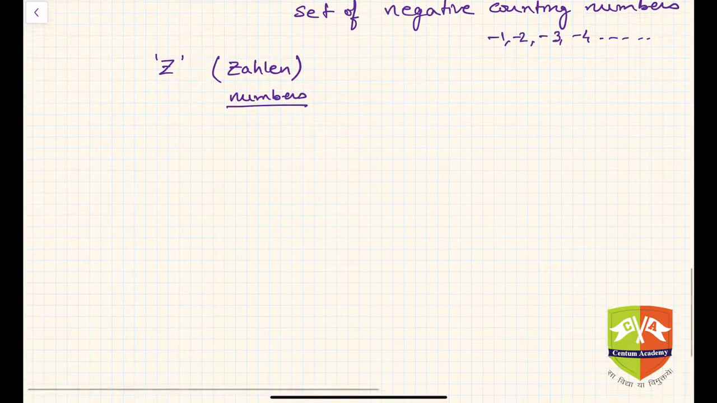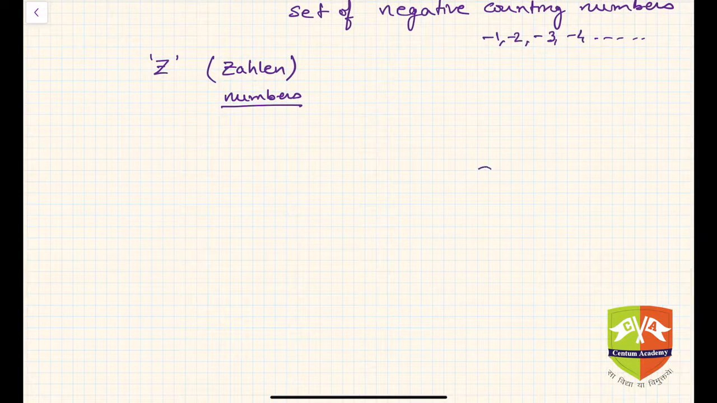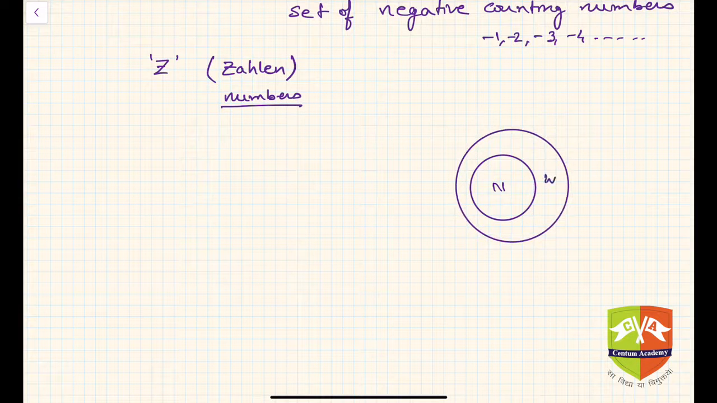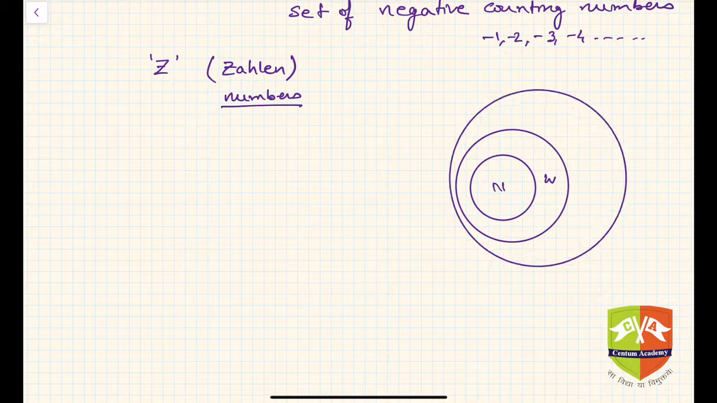So pictorially you can represent integers, and the entire set of numbers that you know now is like this. How do I represent it pictorially? If this is my set of natural numbers, then you add 0, you will get the whole number set. Then you add negative numbers to it, you will get integers, isn't it? So hence natural numbers belong to the set of whole numbers, and the whole numbers now belong to the set of integers, right?